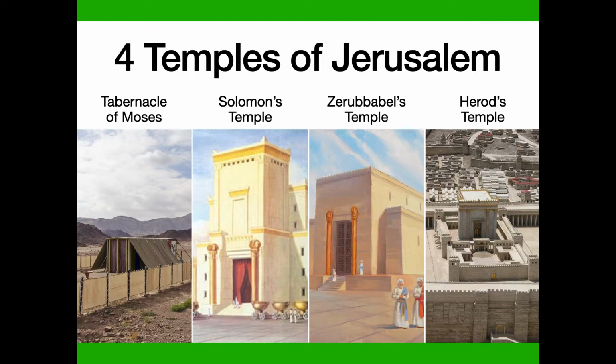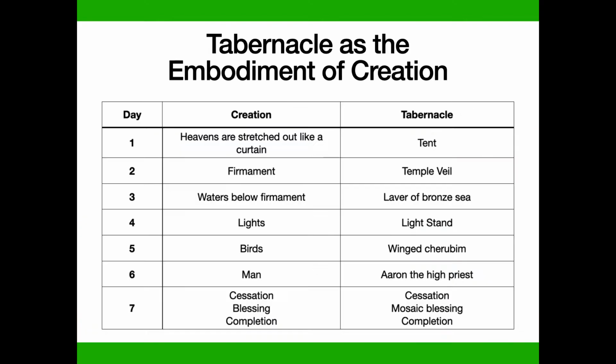So let's talk about the Tabernacle of Moses and all of the different angles, paradigms that we can look at it from. So the temple as an embodiment of the creation. Day 1 of the creation, the heavens are stretched out like a curtain. And here we have the symbolism, the tent of the tabernacle, the stretching of the tent over the poles. Day 2, firmament is representative of the temple veil. Day 3, the waters below the firmament is representative of the laver, of the bronze sea. Day 4, the lights represents the menorah, the light stand.